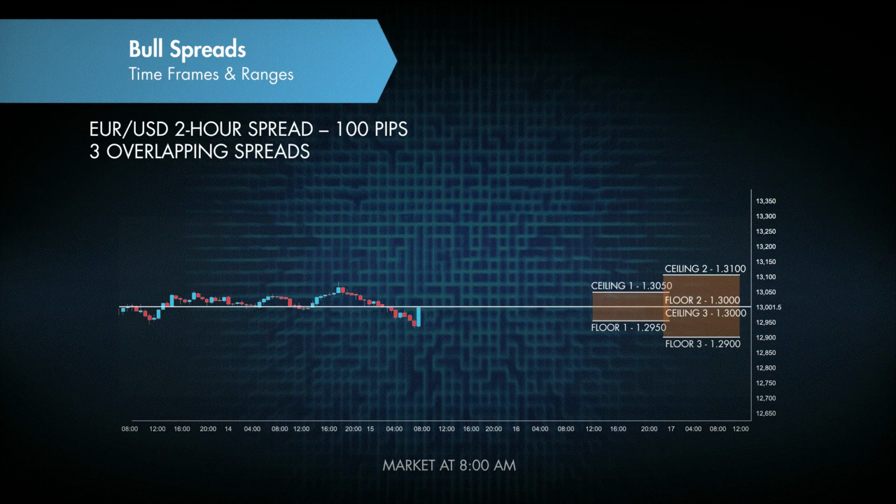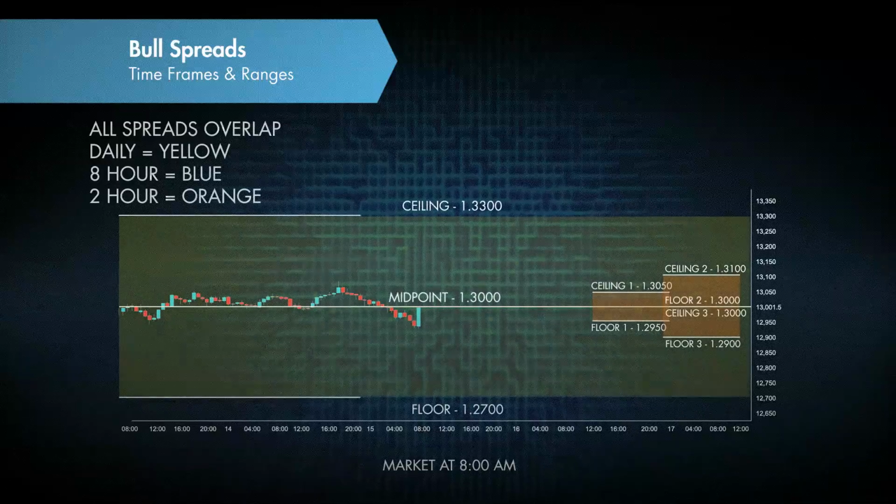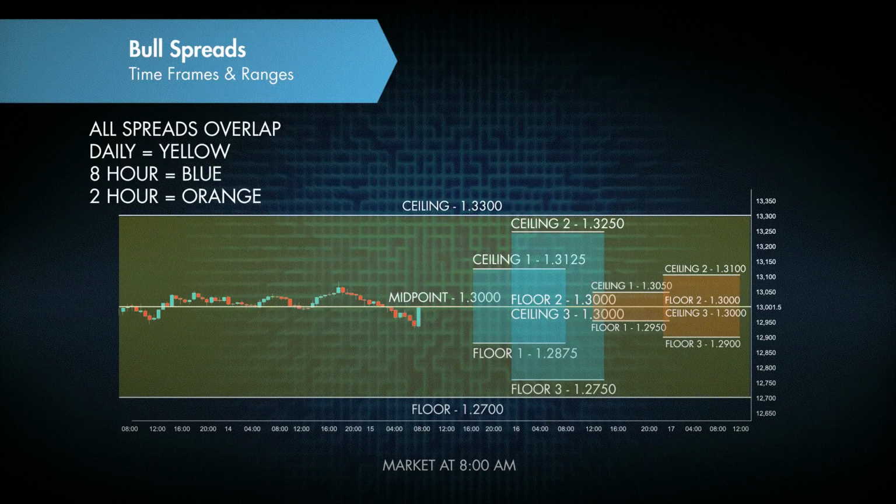So let's take a look at how these might look together. So the daily range is in yellow, the 8 hour range is in blue, and the 2 hour range is in orange. And these will be running concurrently. And so we can see multiple floors, multiple ceilings. What this means is that there are multiple opportunities, whether our bias is long or short. If we prefer for risk control to buy near a floor and sell near a ceiling, then we'll have multiple opportunities at various time frames.